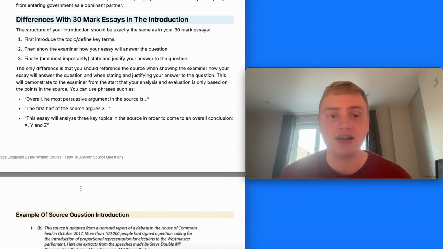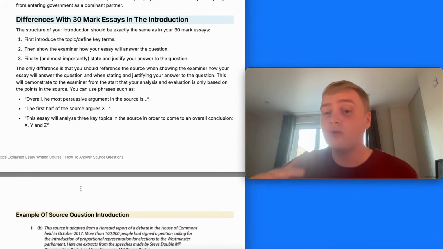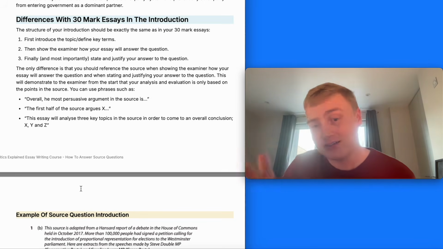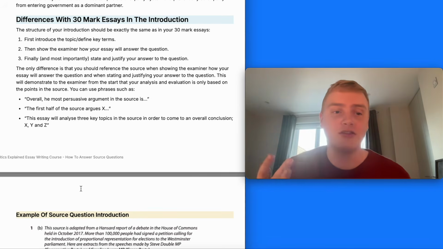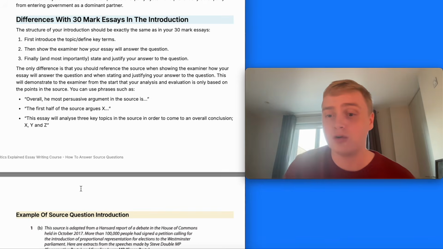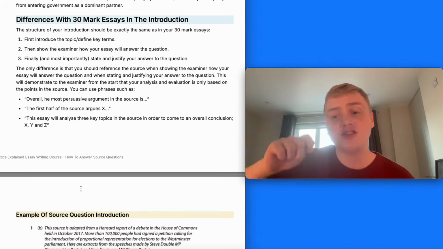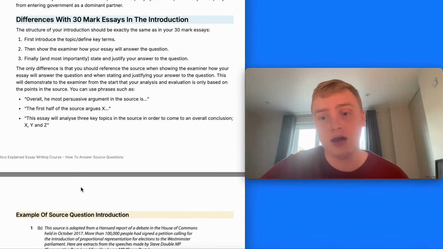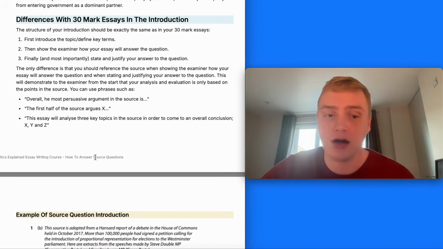I've got some phrases here. Overall, the most persuasive argument in the source is. So it's using the language of the source. The first half of the source argues X, and the second half of the source argues Y, if it is split into 2 sides. This essay will analyse 3 key topics in the source, and you will come to an overall conclusion. Just using language of the source a little bit, just make it really clear from the off to the examiner that all of your points are from the source, which you're directly being asked to do.